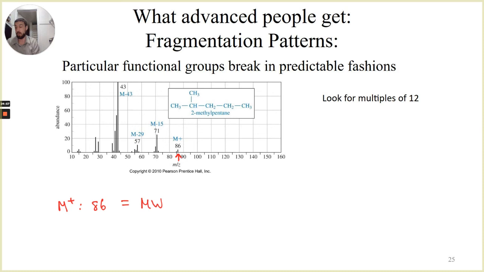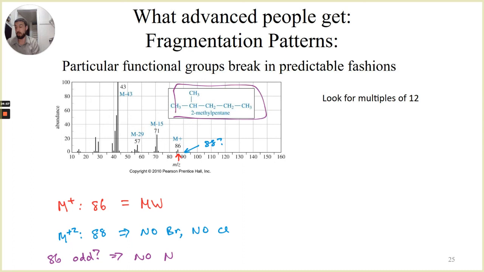The next thing we said to do was look for a +2. So an M plus 2 would be an 88. Do you see an 88 in there? Well, no. What does that mean? That means there is no bromine. There is no chlorine. That's the point of that. The other thing, which I forgot, is your M plus odd. Is 86 an odd number? No. So what does that mean? No nitrogen. The structure was already given for us, and note, no bromine, no chlorine, no nitrogen.